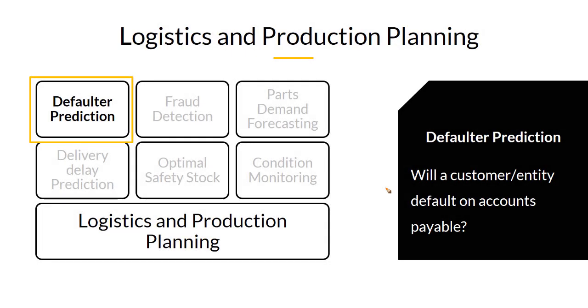The next set of use cases is from logistics and production planning. Let's look at the first one, which is defaulter prediction. This is mostly concerned with predicting if a given customer, person, or entity is going to default on some sort of accounts payable. Mostly, this type of project or initiative is highly valuable for banking businesses where you want to determine if a given customer is going to default on a loan or not.